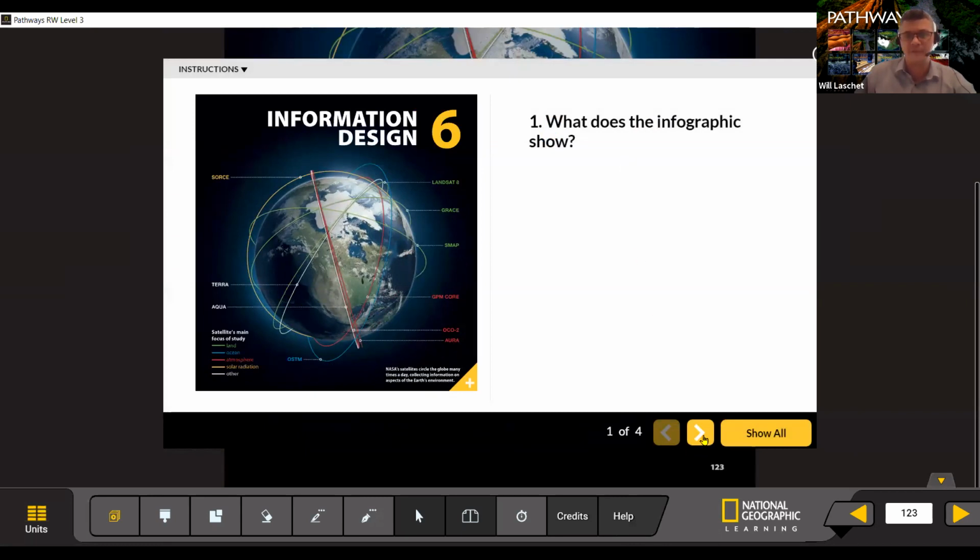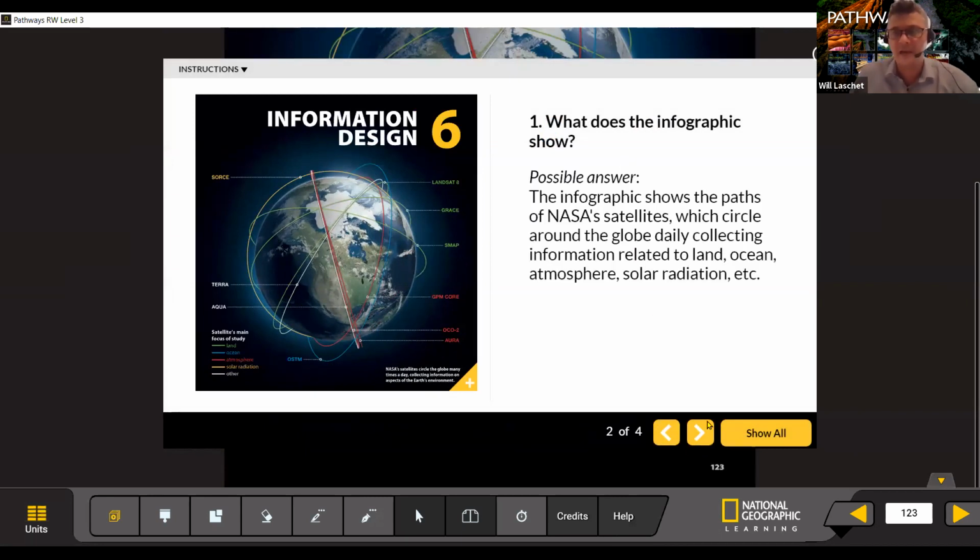So what does the infographic show? We can ask our students, and we can also give them a nice simple response here. So the infographic shows the paths, one of you said pathways, of NASA's satellites which circle or orbit around the globe daily, collecting information related to land, ocean, atmosphere, and solar radiation.